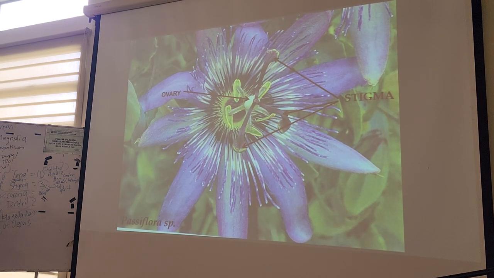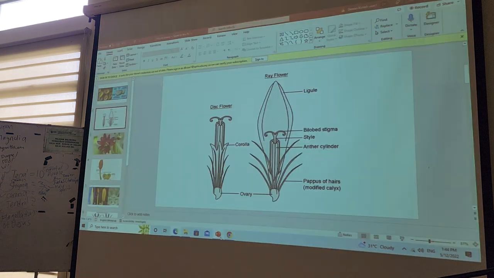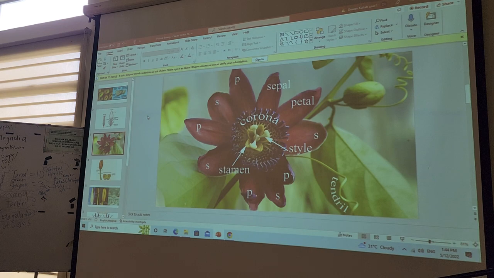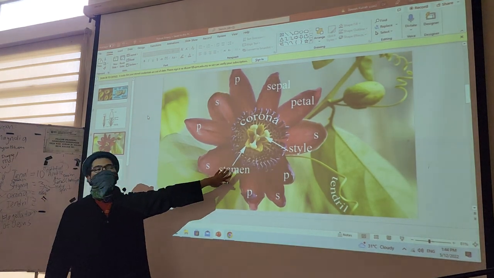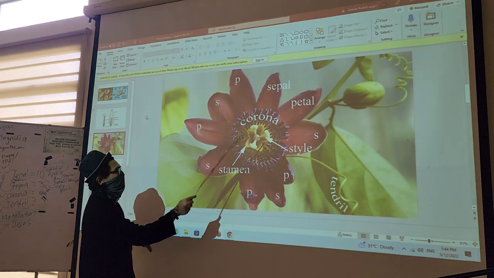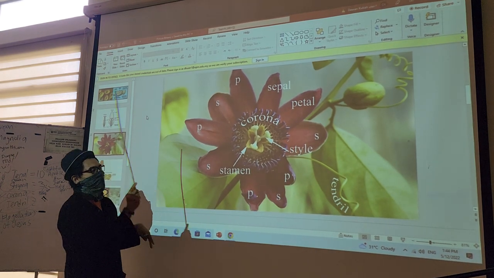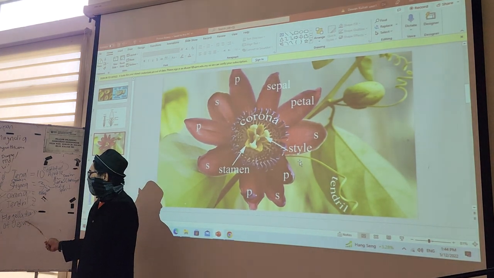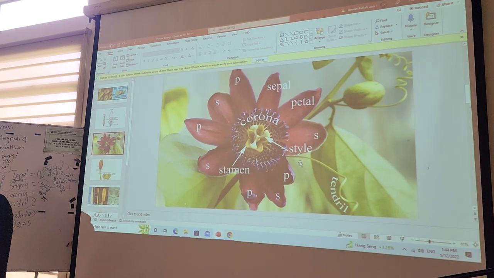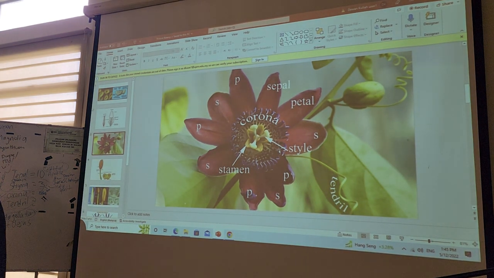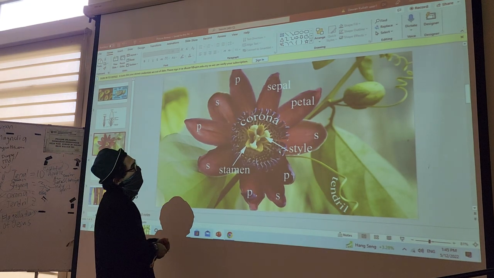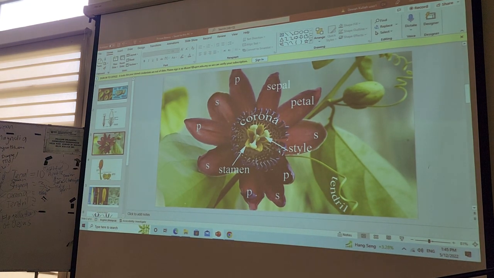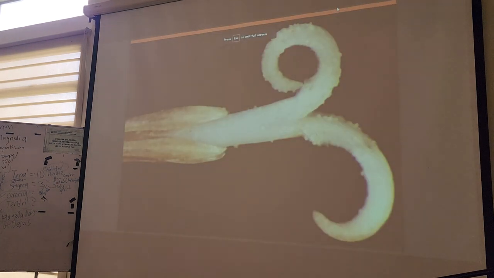Go to the supplement slide. So I've given you this thing to help you with the identification of the parts. You've got the corona, stamen, style. S is sepal, P is petal. Two tendrils, for what purpose? Flagellation of Jesus. Flogging. Salib, crucifixion. Okay, slide back. Okay, next. Close up. Don't worry about it.